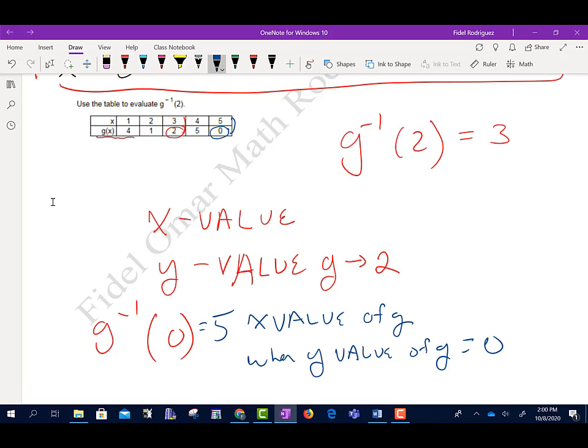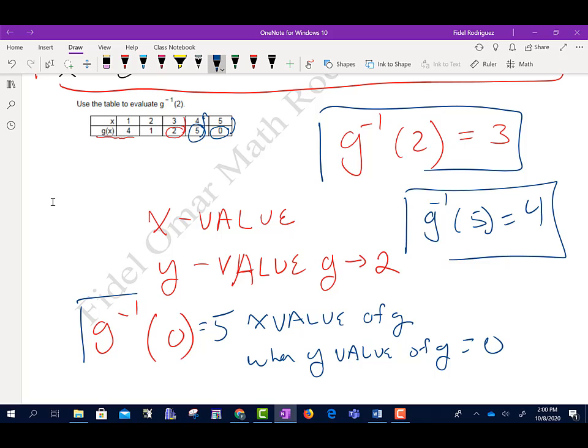5. Okay. Let's do one more. Let's find G inverse of 5. G inverse of 5 says go to the G value. Look at when you have 5. What was the x value that sent you there? 4. And that right there, my friends, is 4.1.